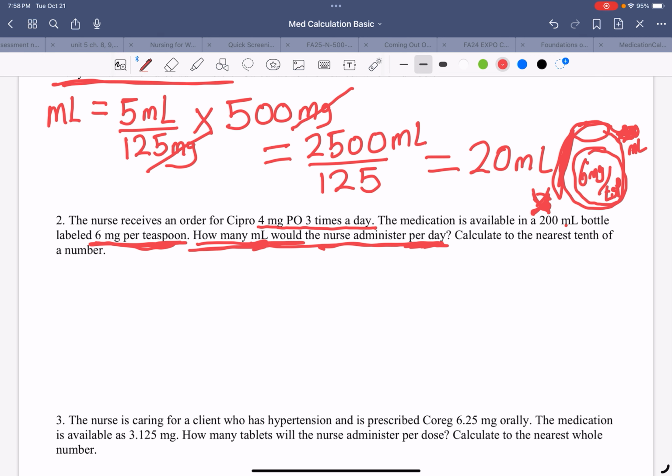And if you remember, let's make sure you still remember your conversion table. So when we're talking about 1 teaspoon, it is equivalent to how many milliliter? 5 milliliter. How about 1 tablespoon? Tablespoon is a little bit bigger. That would be what? 15 milliliter.